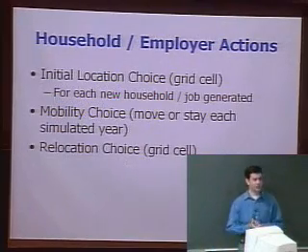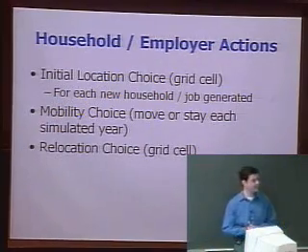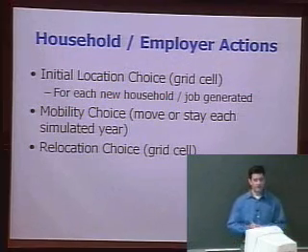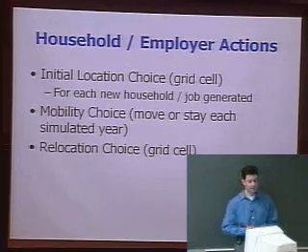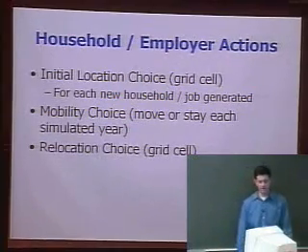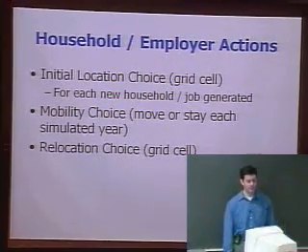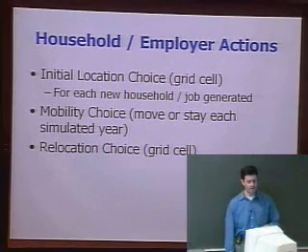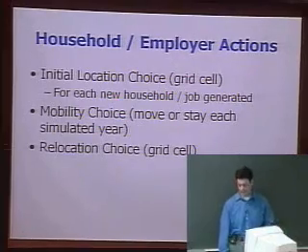Now, what can households and employers do? Well, in both cases, they have an initial location choice for a grid cell every time one is generated. And with each simulation year, there's a mobility choice. Do they move or stay during the simulated year? And if they decide to move, they choose a new grid cell.